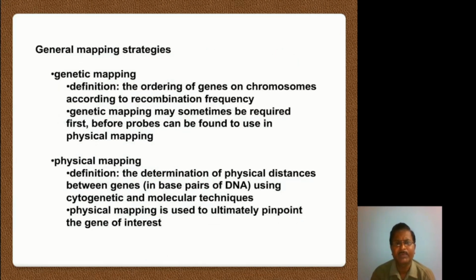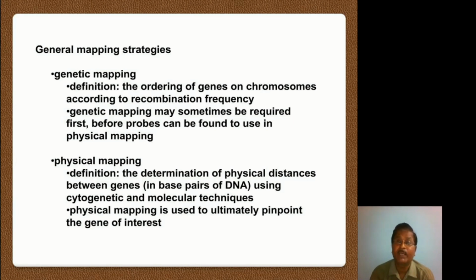So we have general mapping strategies like genetic mapping. What is the definition of genetic mapping? By definition, it is the ordering of the genes on a particular chromosome or chromosomes according to recombination frequency. So here genetic mapping may sometimes be required first before probes can be found to use in physical mapping.